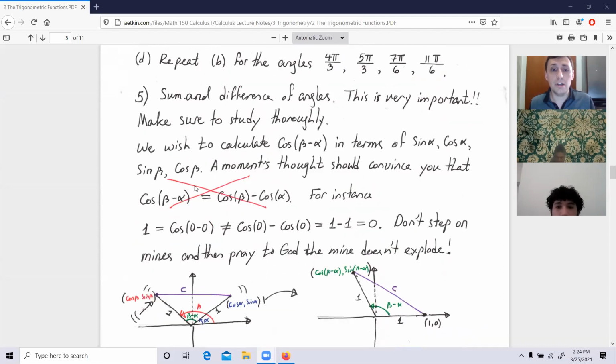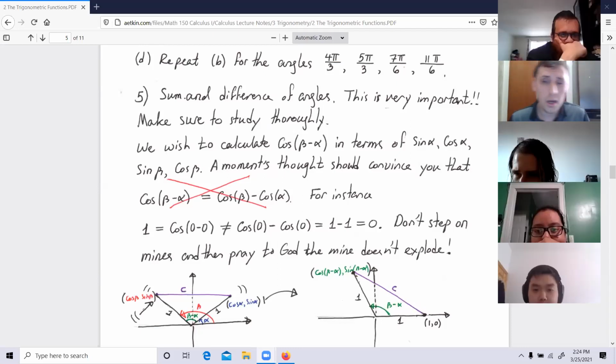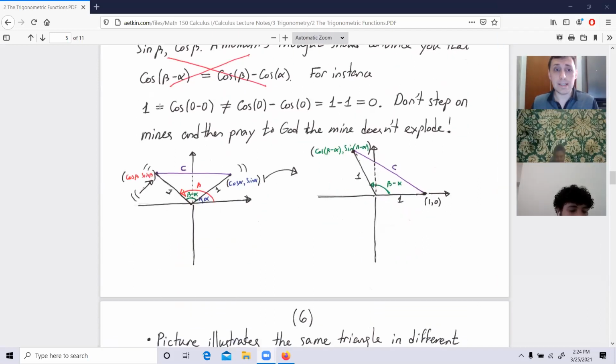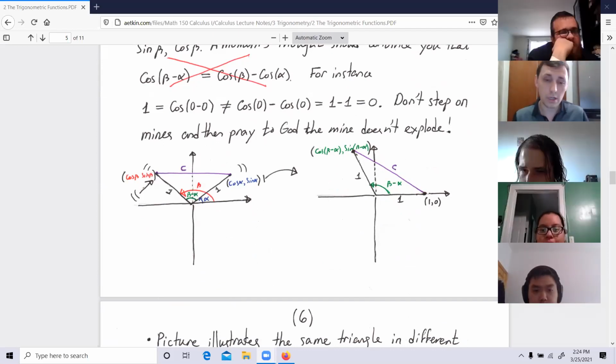It's absolutely wrong. So first we begin with cosine of beta minus alpha. We will try to extract a formula for the sum and difference of angles. So bear with me, guys. It might be a little bit difficult. I hope not too difficult. Here is a simple example that the formula will not work as it is. Look at it. Cosine of 0 minus 0 is cosine of 0, which is equal to 1. Obviously, it will not be equal to cosine of 0 minus cosine of 0, because that would be 0. Are you with me?